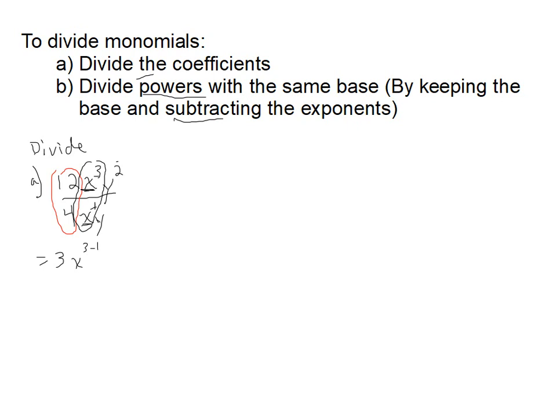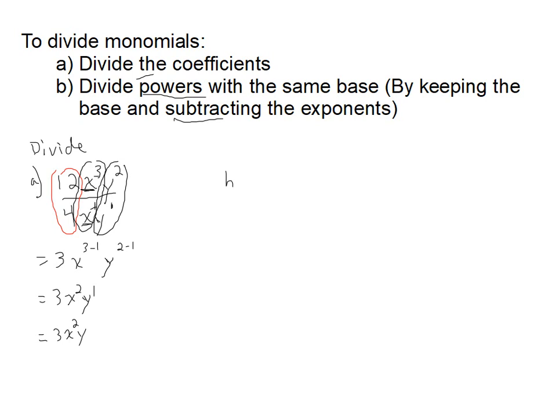Next set of common bases are the y's. We have a y squared, so we keep the base and we subtract the exponents for y squared divided by y. So y squared, and we're going to subtract 1 because the understood exponent on this y is a 1. Let's simplify that a little bit. 3 minus 1 is 2. 2 minus 1 is 1. We often don't write the 1 as an exponent, so this would simplify down to 3x squared y.